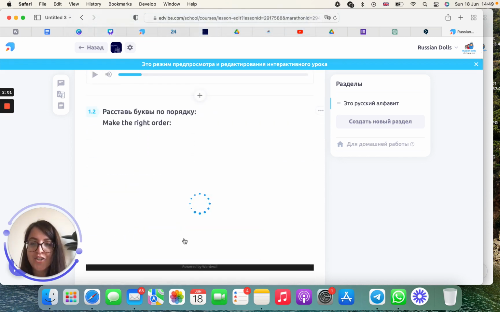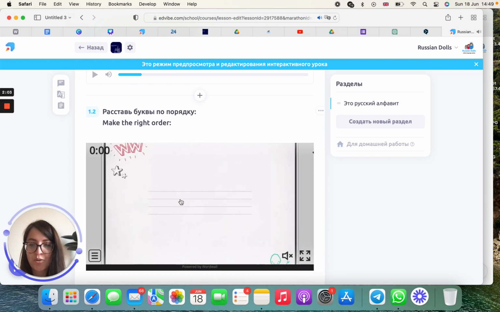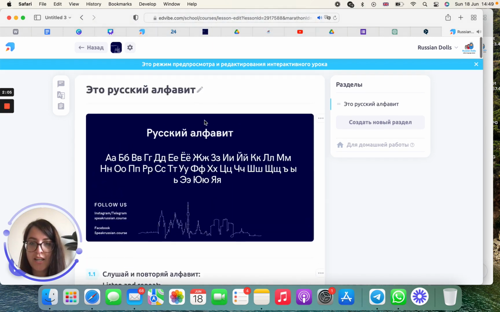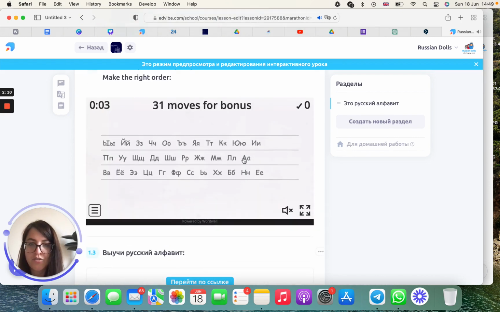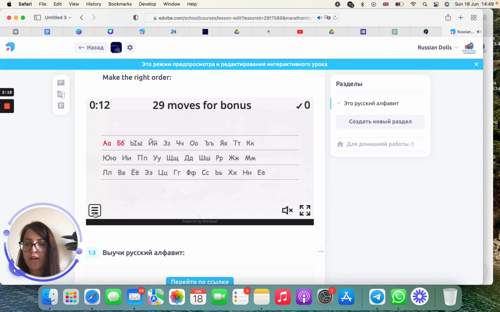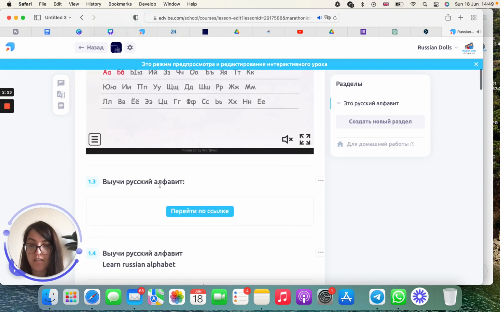Then this is an interesting task, like you should look at the picture above it and try to understand where you have to place those letters. Yep. After you have done this task, you can do it again if you need.